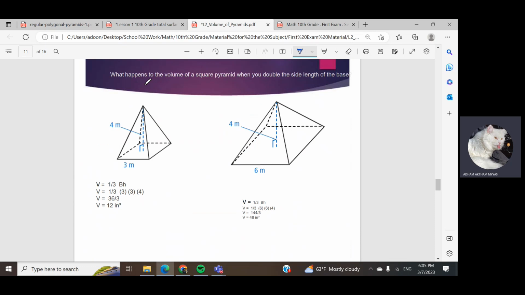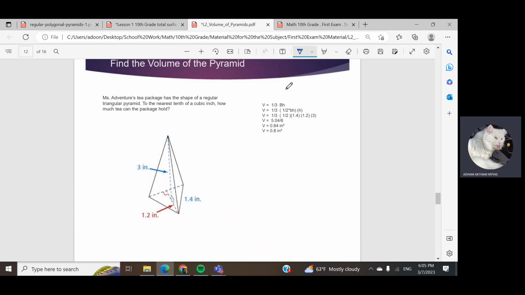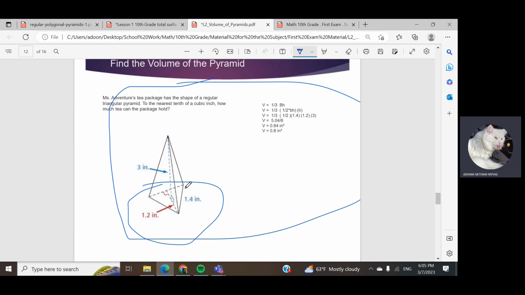Here we have almost the same example. What's the difference here? I can see directly that the difference here is the base area. Directly, I should calculate the base area. The base area here is half, the base is 1.4, and the height here is 1.2. And I calculated now the base area. What about the height? The height here is 3, so it's 3 and 1/3. After that, we can get the volume as 0.8 inch cubed.